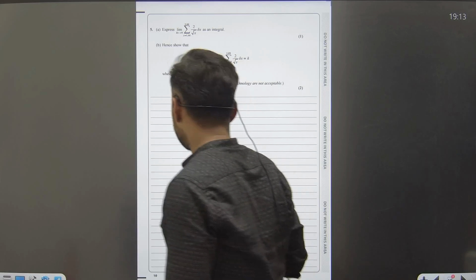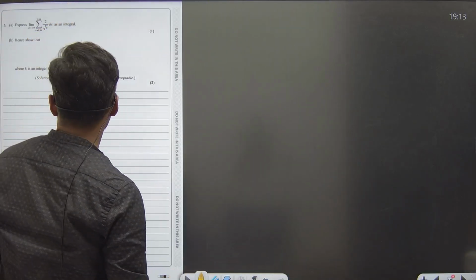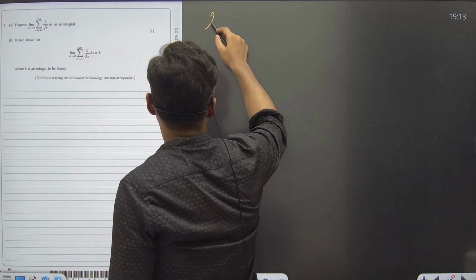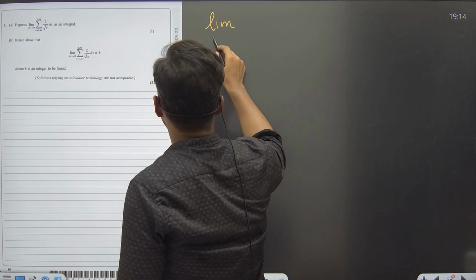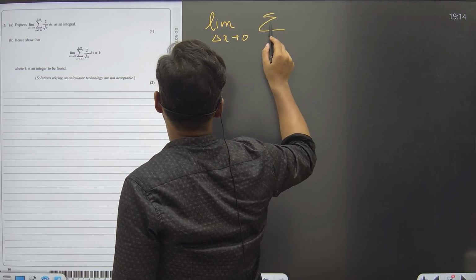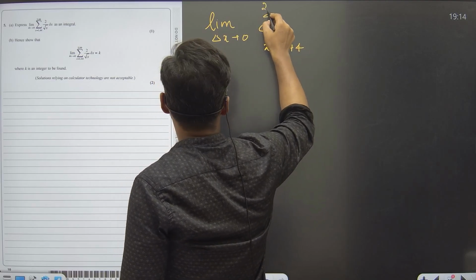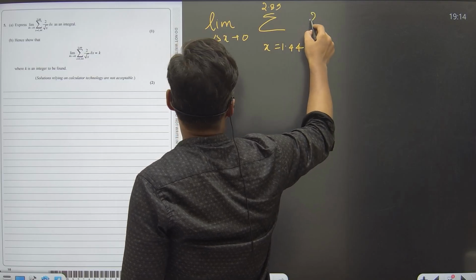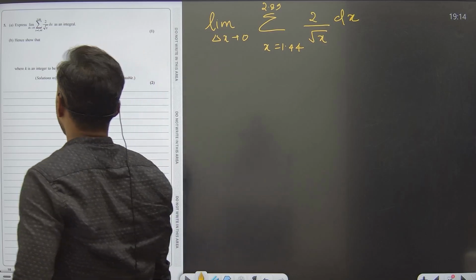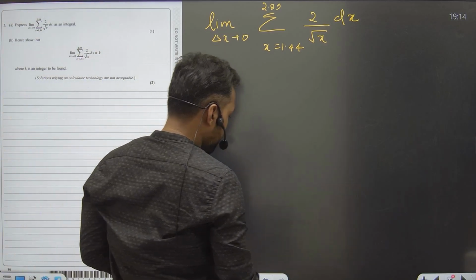Yes, express the limit of delta x tending towards 0, and they have given it in the summation format, student, and I'll write it here. Limit of delta x tending towards 0. Here they have given the summation where x is from 1.44 to 2.89 of 2 by root x dx, and we need to express it as an integral. So first you need to express this as an integral, which is very easy. I'll show you how.